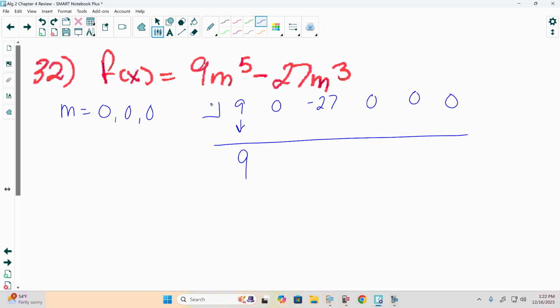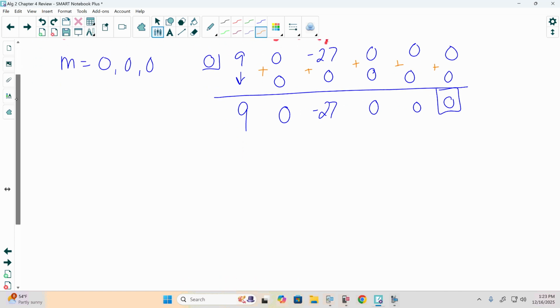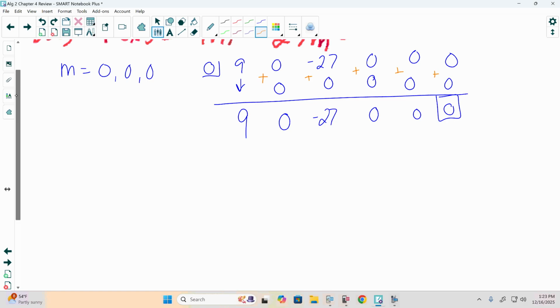But if we start off with 0, 0 times 9 is 0. Well, 0 plus 0 is 0. 0 times 0 is 0. Negative 27 plus 0 is negative 27. 0 times negative 27 is 0. 0 plus 0 is 0. 0, 0, 0, 0. Now, I really blew through the last few because it's just zeros and adding and multiplying by 0.